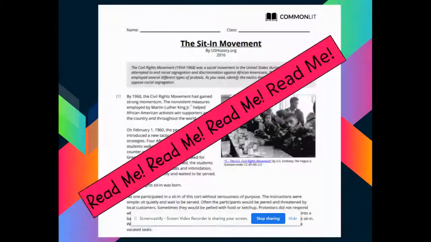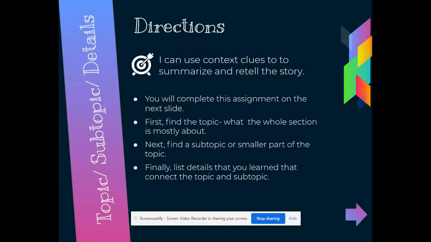But here's lesson 1. After you read the text, the directions are: I can use context clues to summarize and retell the story. And you're going to complete the assignment on the next slide. You're going to find what the topic, what the whole section is mostly about. So when we talk about the topic, what it's about, what's the main idea, what's the theme. After that, find a subtopic, or smaller part of the topic.